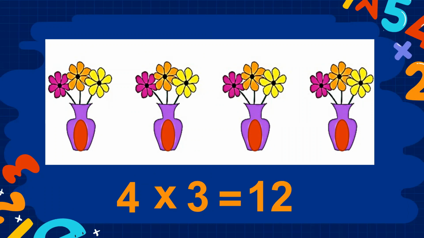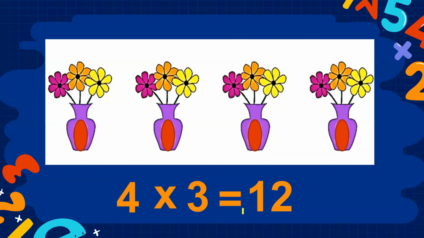Now let us check if it's correct. Now let us count individually. So we have 1, 2, 3, 4, 5, 6, 7, 8, 9, 10, 11, 12. So you can say 4 times 3 equals 12.